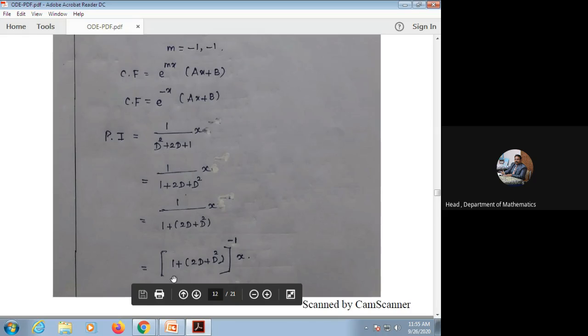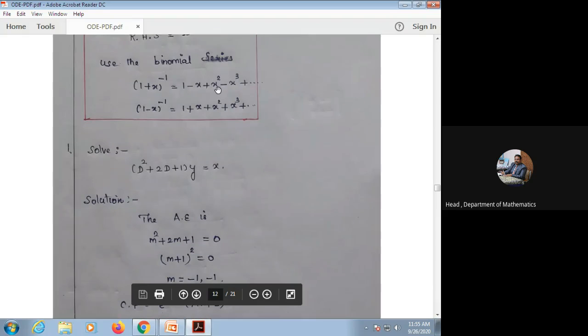Then what we get, (1 plus 2D plus D squared) whole power minus 1. This is in the form of (1 plus x) whole power minus 1. Here x is in the place of 2D plus D squared. So this is in the form (1 plus x) whole power minus 1. What is the formula for (1 plus x) whole power minus 1? 1 minus x plus x squared minus x power 3 and so on.